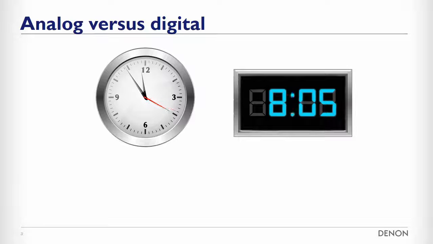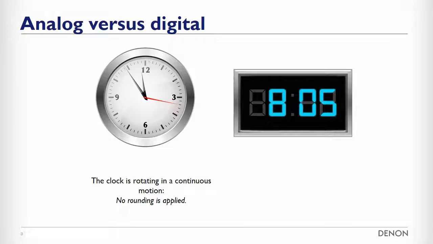The easiest way to explain the difference between analog and digital is by looking at a clock. On the left, you see an analog clock. The hands of the clock rotate slowly in a continuous motion, so the clock can indicate every possible instant of time, and nothing gets rounded off. On the right, you see a digital clock. The time is indicated in hours and minutes. Every minute, the value on the clock is increased by 1 minute. The values in between cannot be indicated, unlike with the analog clock. It rounds off the time to minutes.